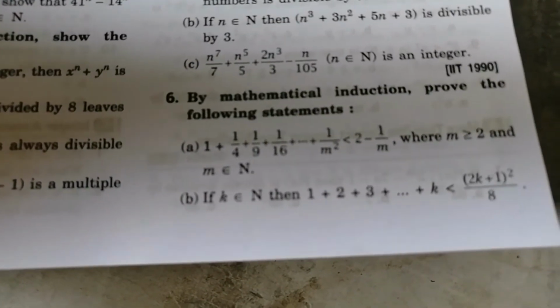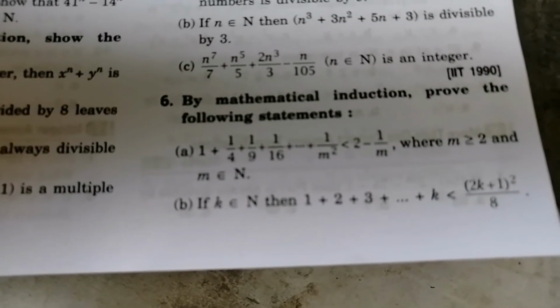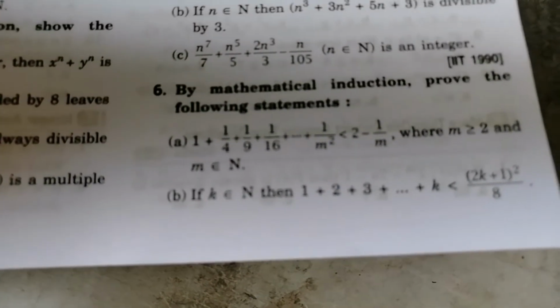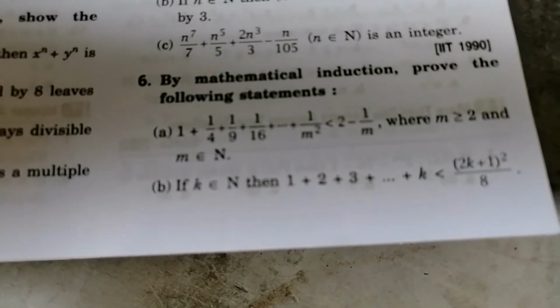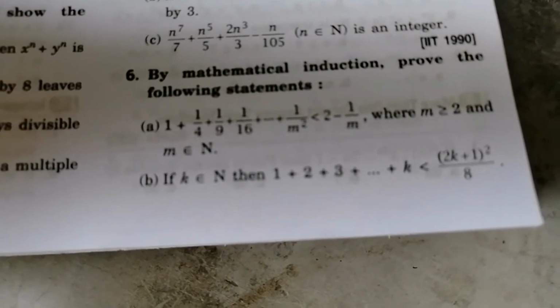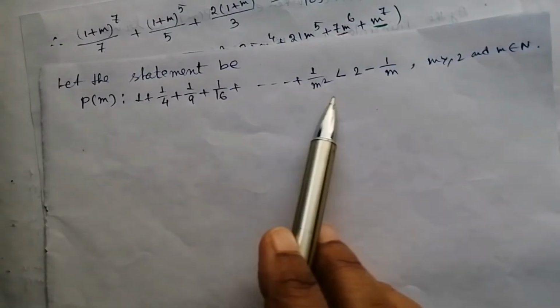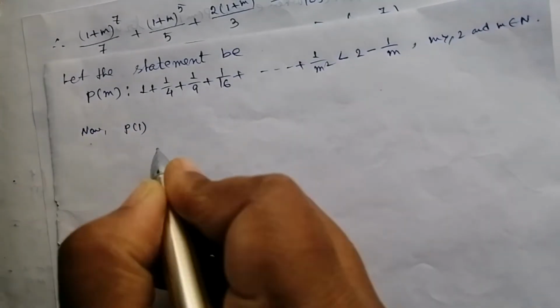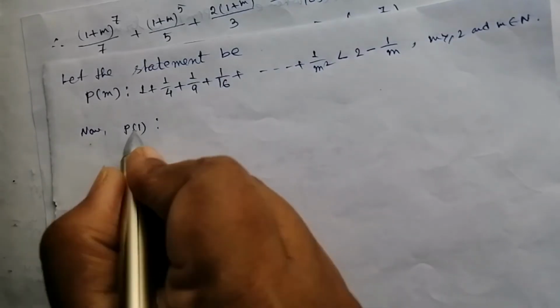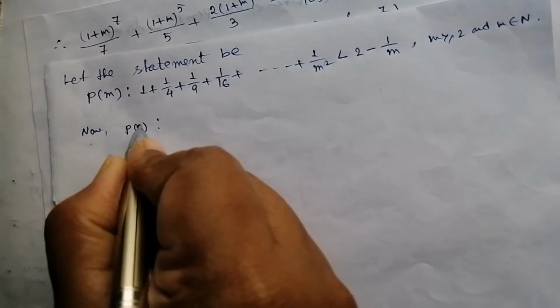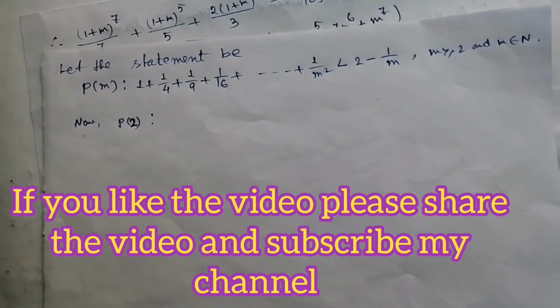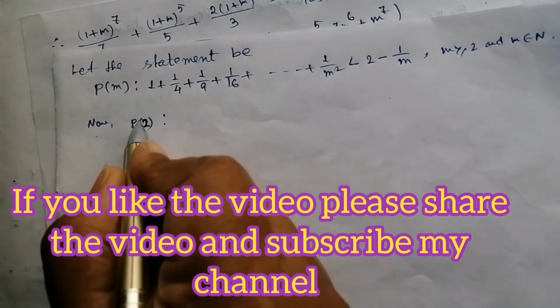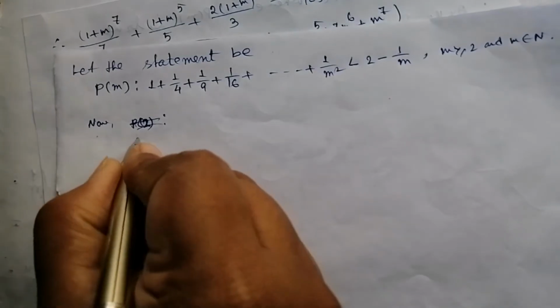Next problem: 1 plus 1 by 4 plus 1 by 9 plus 1 by 16 plus dot dot dot plus 1 by m square is less than 2 minus 1 by m, where m is greater than or equal to 2 and m is a natural number. Let the statement be P(m). Now, what is P1? This is not P1, this is P2.